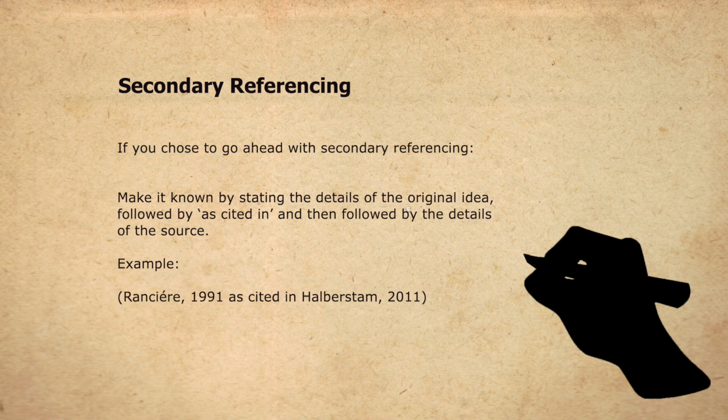However, if you find yourself in the position of wanting to include secondary references, you can go ahead. You can make it known that you're stating someone else's ideas by using the phrase as cited in your in-text citation. So you can look at this example and see how you have the original author and the year of publication and mention as cited in this book.